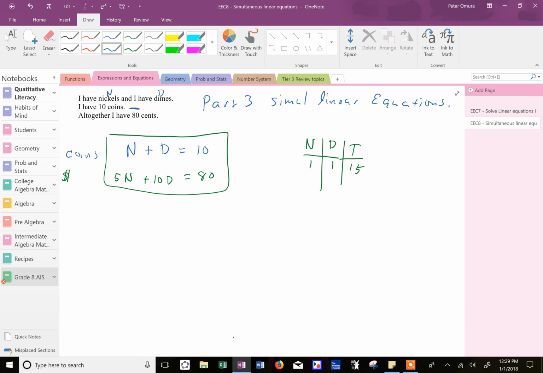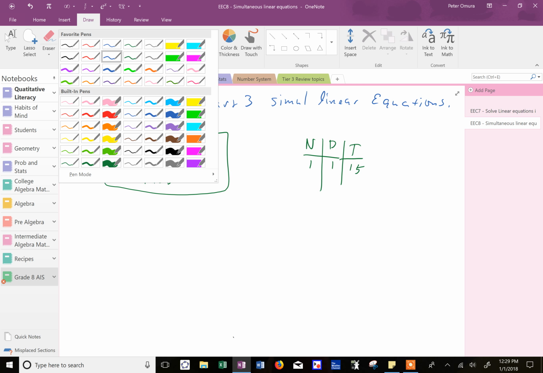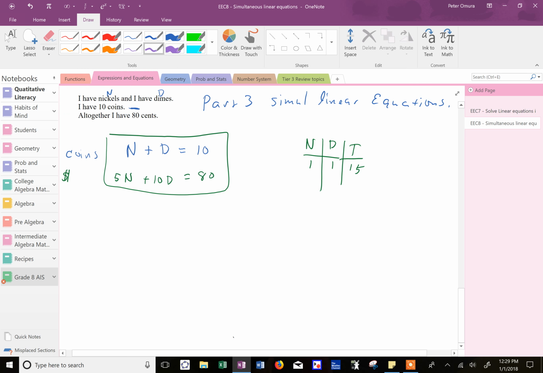And so I'm going to rewrite this. I'll do this in purple. I'm going to rewrite it like this. 5n plus 10d equals 80. And then I write down n plus d equals 10.